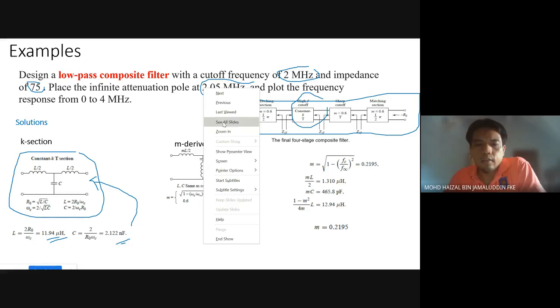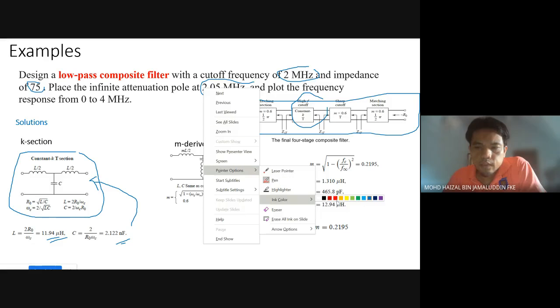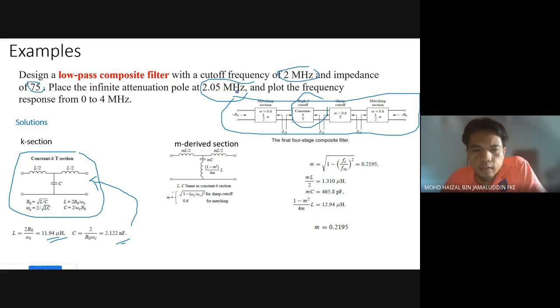For the m section, we use this formula. Again, we know the FC is 2 MHz, F infinity is 2.05 MHz. You obtain the m equivalent to 0.2195, and you include everything in this value.